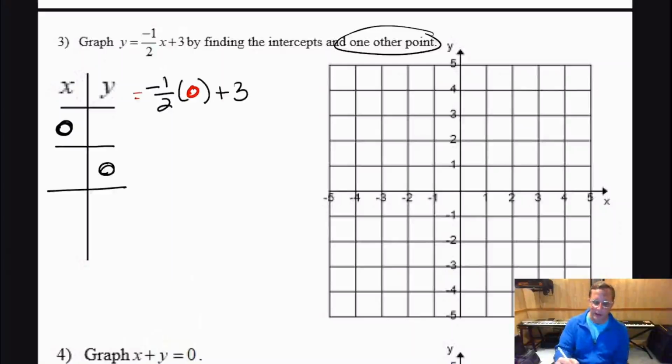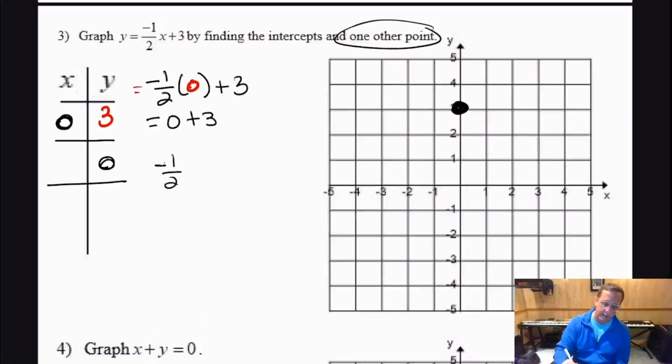Now 0 times anything is just 0. It's really easy to put in zeros as your variable because they cancel whatever is with them out, unless you're adding. But you've got 0 plus 3 equals 3. So 0, 3 is your y-intercept. 0, 3, right there. All right, now let's put in 0 for the y.